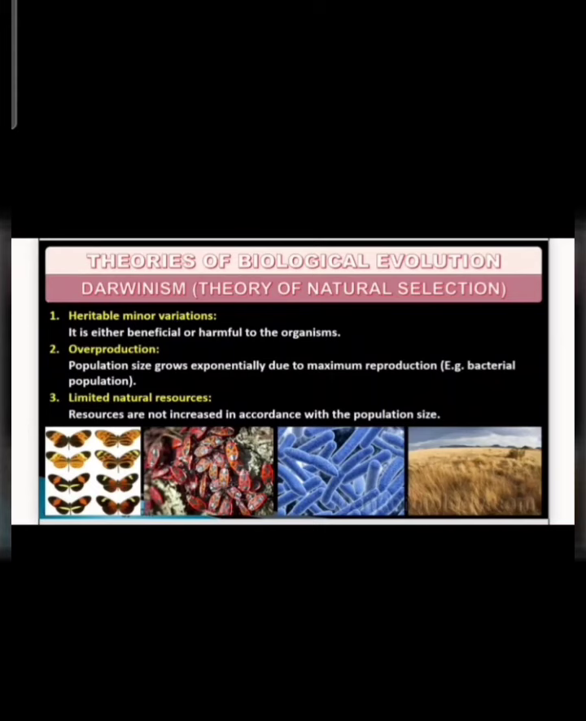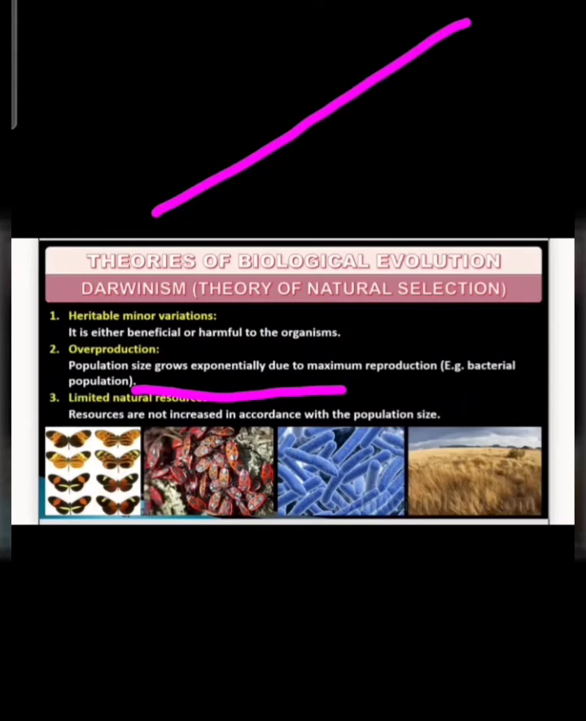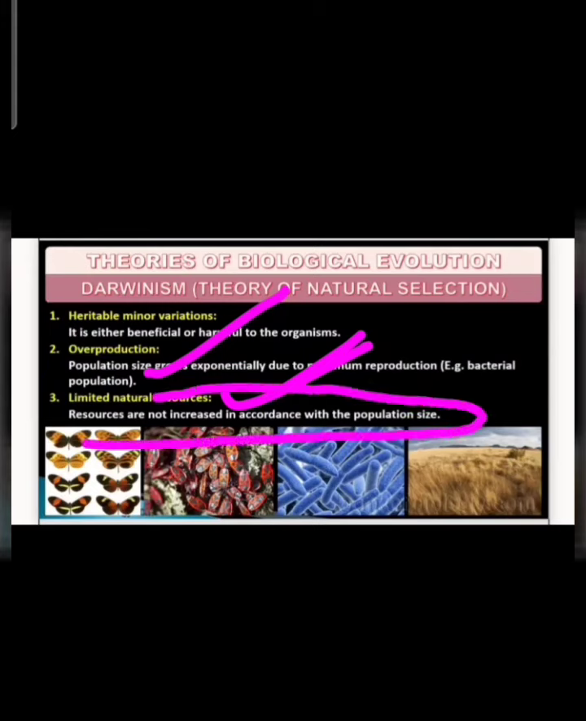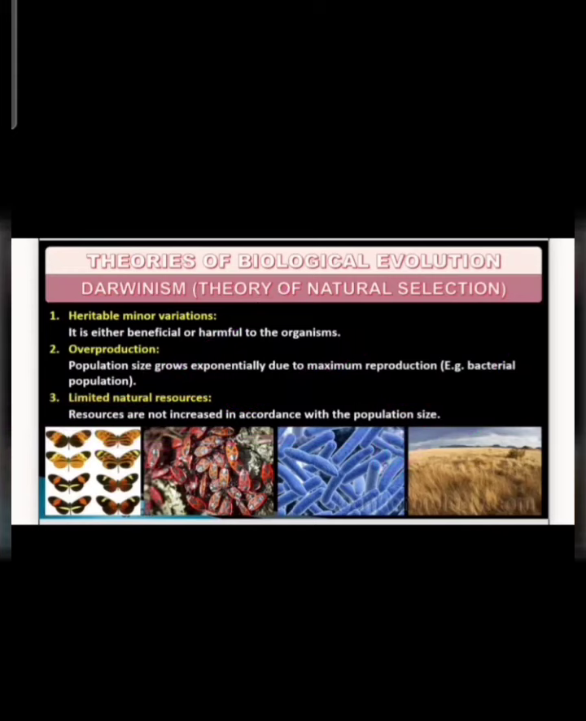Heritable minor variations may be beneficial or sometimes harmful to the organism. Overproduction: the population size grows exponentially due to maximum reproduction, for example bacterial reproduction. When there is overproduction and the population increases, the resources remain limited. Resources do not increase in accordance with the population. When the population increases, resources do not suddenly increase immediately, they stay limited.